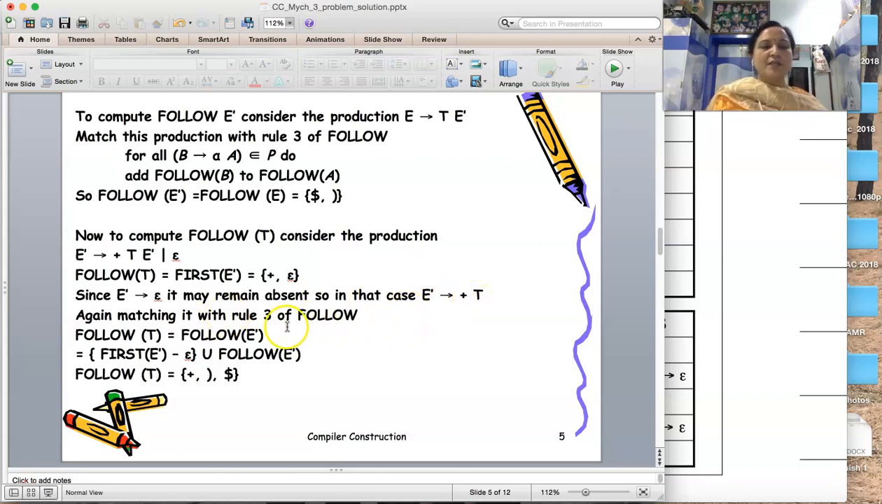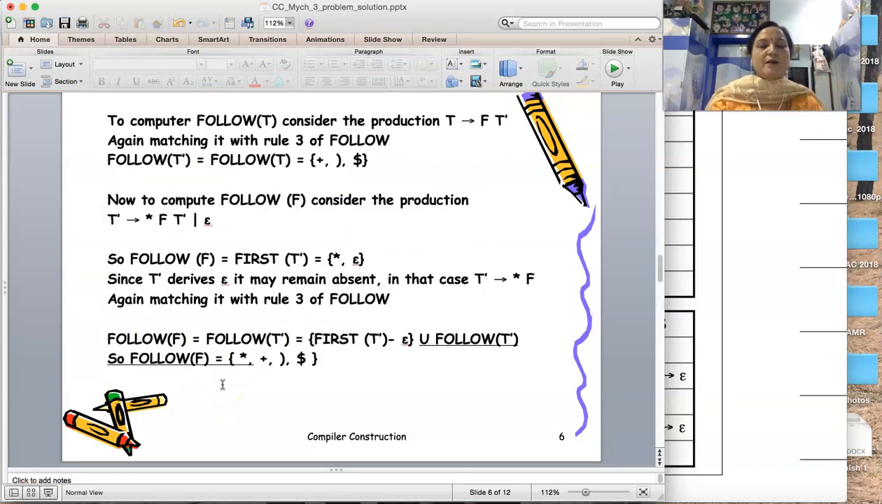So again matching it with rule 3, follow of T equals follow of E dash. Follow of E dash we have already calculated. So first of E dash minus epsilon using this rule. So what is first of E dash? First of E dash is plus comma epsilon, minus epsilon, epsilon will get cancelled. So plus union with follow of E dash. Follow of E dash is dollar comma closing bracket. So at the end now we can write follow of T equals plus comma closing bracket comma dollar.